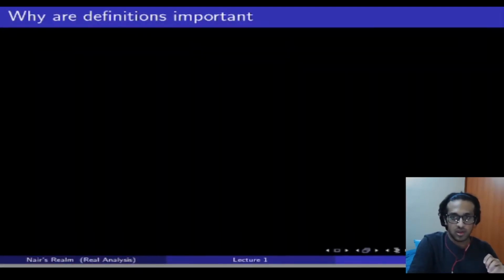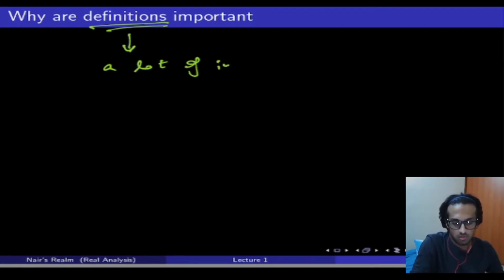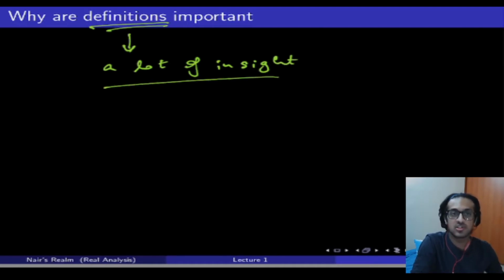So, like I was just saying, definitions are extremely important. So why are definitions important? So why is it so important for us to actually learn about definitions? So the thing is, definitions actually give you a lot of insight into concepts, right? They give you a lot of insight about a particular concept.